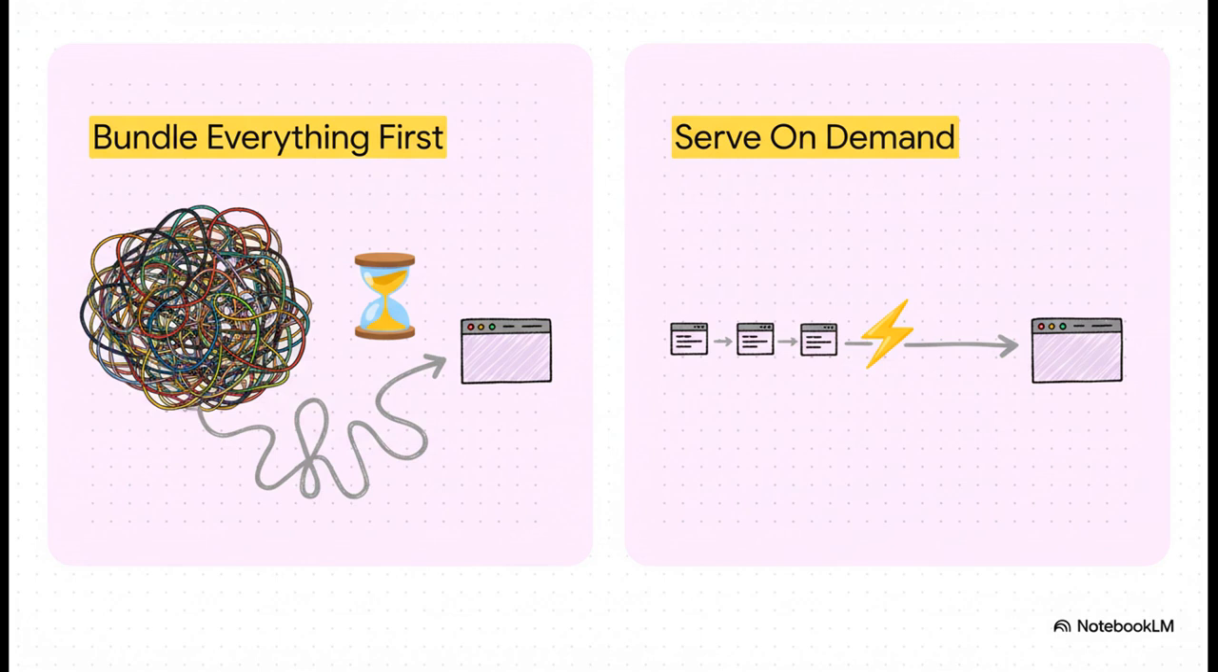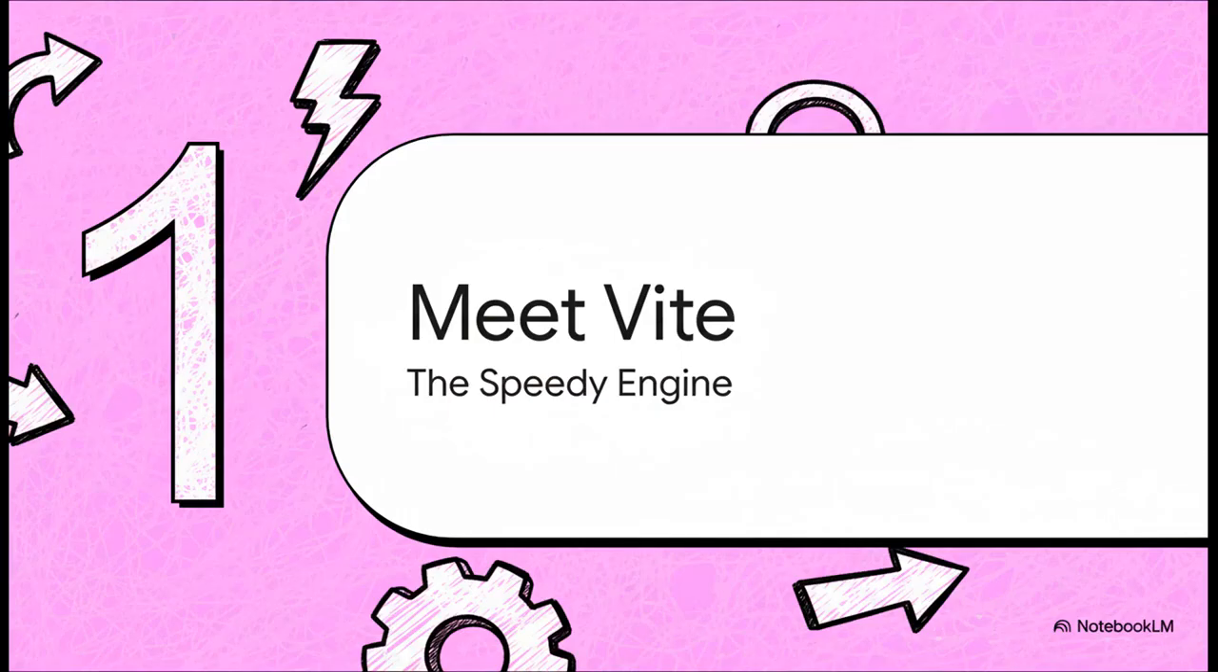Well, the difference really comes down to two totally different ways of thinking about the problem. The old way had to bundle your entire project before you could see even a tiny change. Just imagine having to print and bind an entire 1,000-page book every single time you wanted to proofread one sentence. It's crazy. VITE, on the other hand, works on demand. It's kind of like a magic book that instantly shows you only the page you're looking at, right when you ask for it. So what's the secret to this on-demand magic?